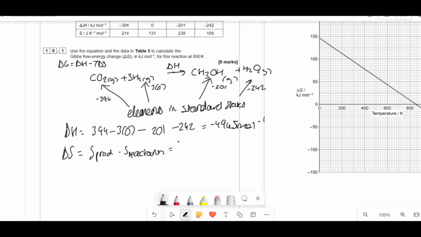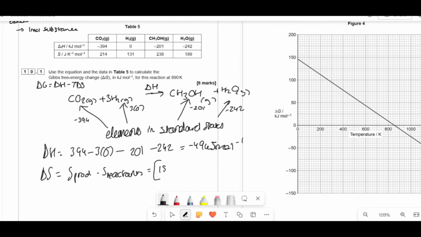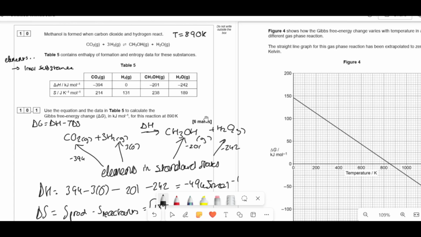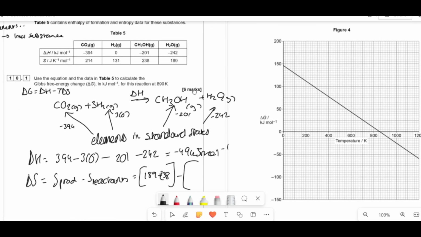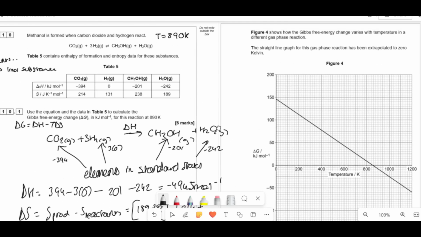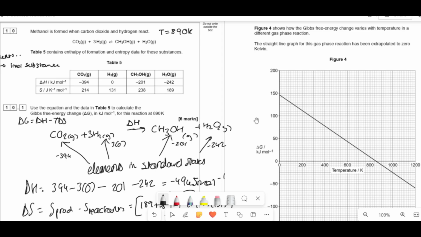So to work out the entropy change, it's just going to be the products. What is it? H2O, which is 189, plus 238, minus the reactants, which is going to be CO2, so it's 214, plus, and then there's 3H2, so 3 lots of 131, which gives us minus 180 joules per Kelvin per mole. Now the thing with delta G is that you've got to keep all the units consistent. Delta G is measured in kilojoules per mole, and we can see here that's in kilojoules per mole, that's per mole, that's per Kelvin, so the temperature will fix that part.